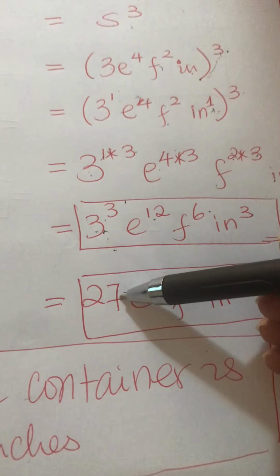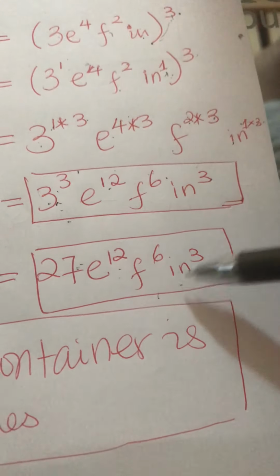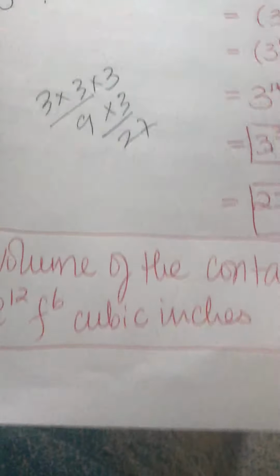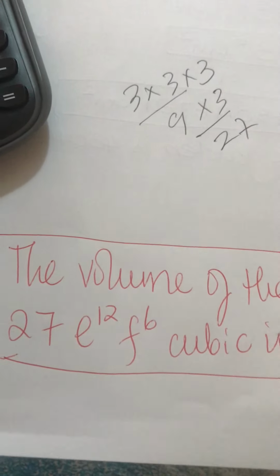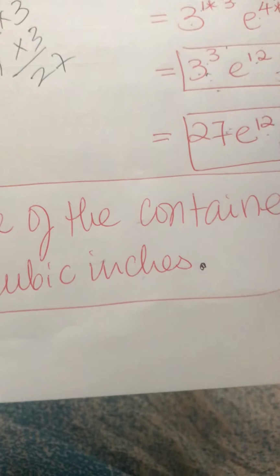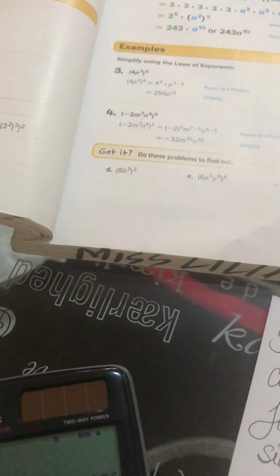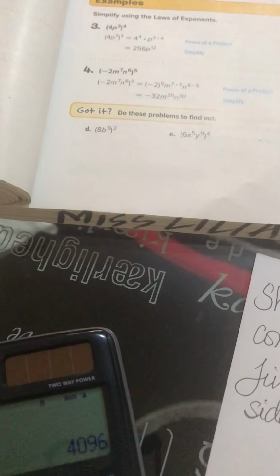I write it there. And then I just bring down my variables together with their exponents and my units together with its exponent. Then I write my sentence. The volume of the container is 27e to the 12th power f to the 6th power cubic inches. And that's it. So please make sure you do A, B, C, D, E, F. After you've watched this video, please make sure you write notes. You have questions, write your questions down. When we meet tomorrow in class, we will continue from there. Okay?